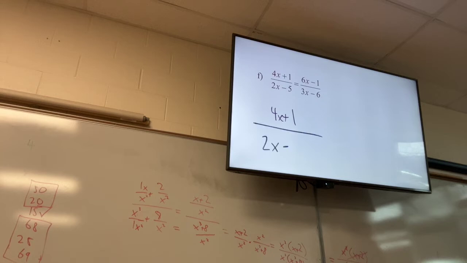So we need to make sure everything has the same denominator. We need the common denominator. Okay. So what's my denominator on the left missing that my denominator on the right has? Yeah, it's missing a 3x minus 6. So we're going to multiply the top and bottom by 3x minus 6.